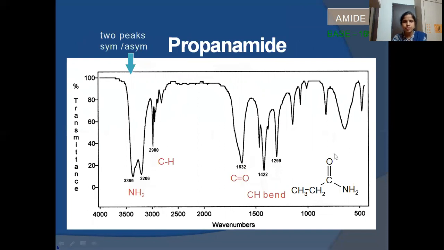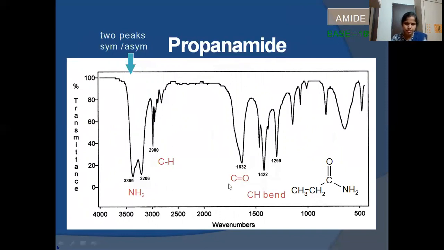So apart from C double bond O, at 1632, which is very low compared to all other C double bond O functional groups, NH2 is also there. We covered this in our last class: NH stretching vibrations. Whenever it is a primary amine NH2 group, we have to observe two bands in the region 3200 and 3300. So these are the two bands, and that gives information that a primary amine, that is an NH2 group, is present in the compound.